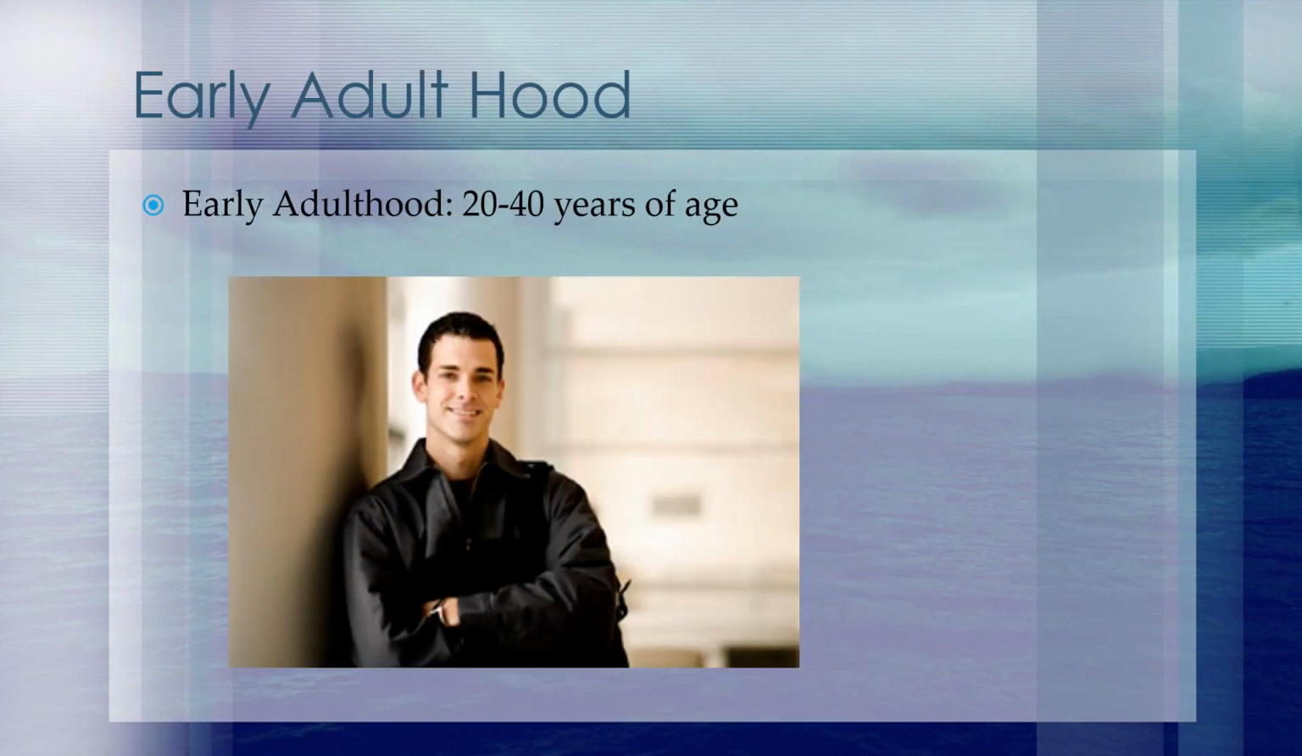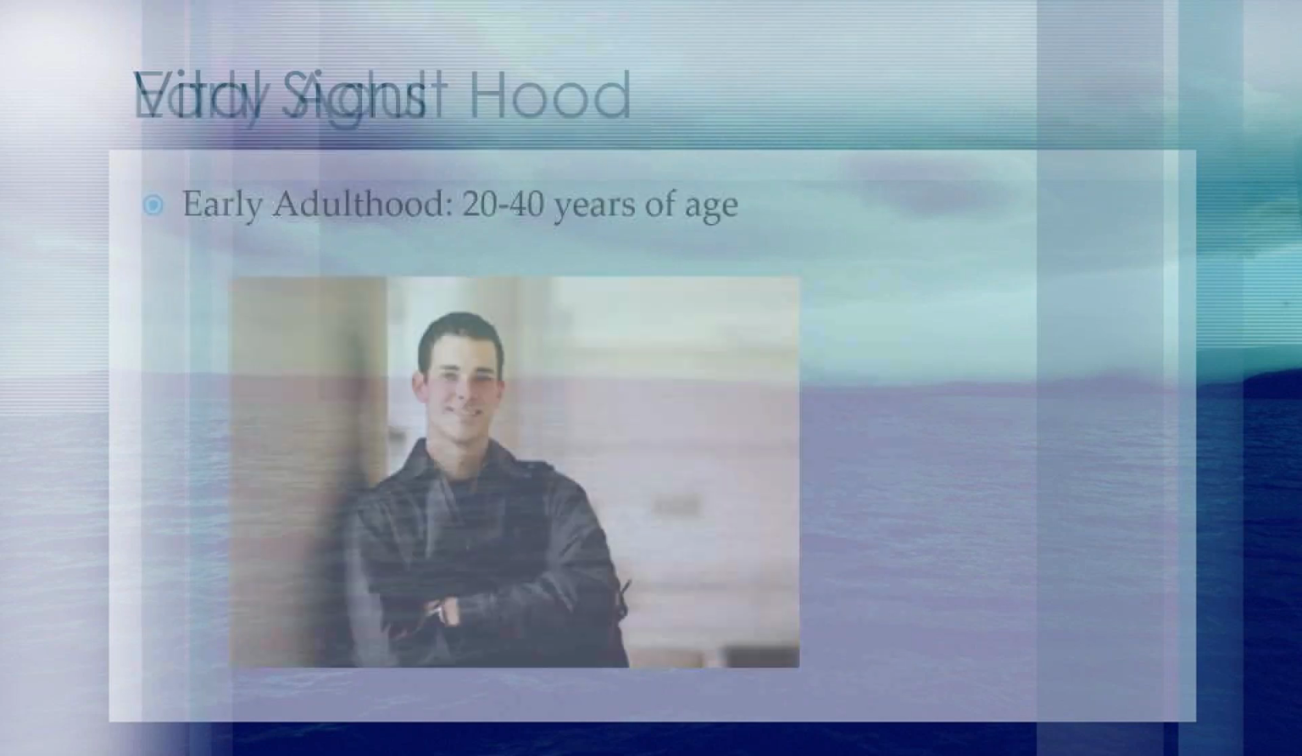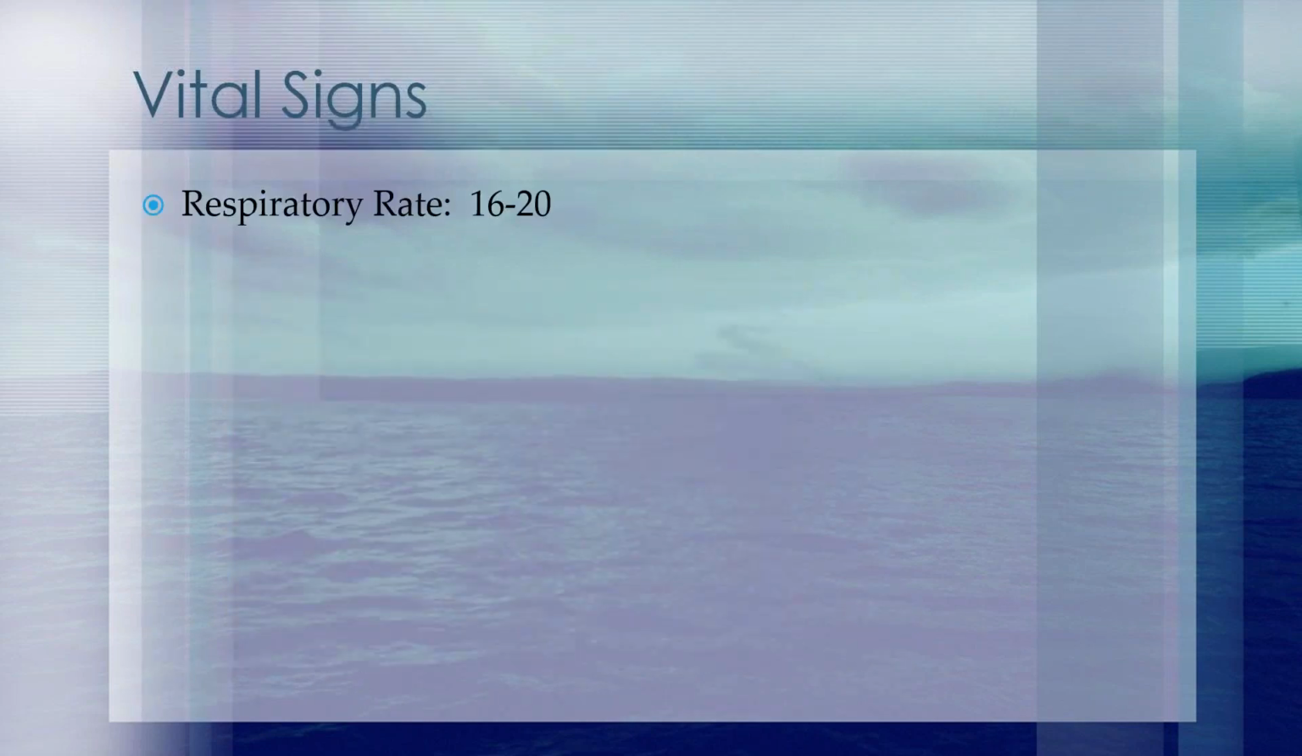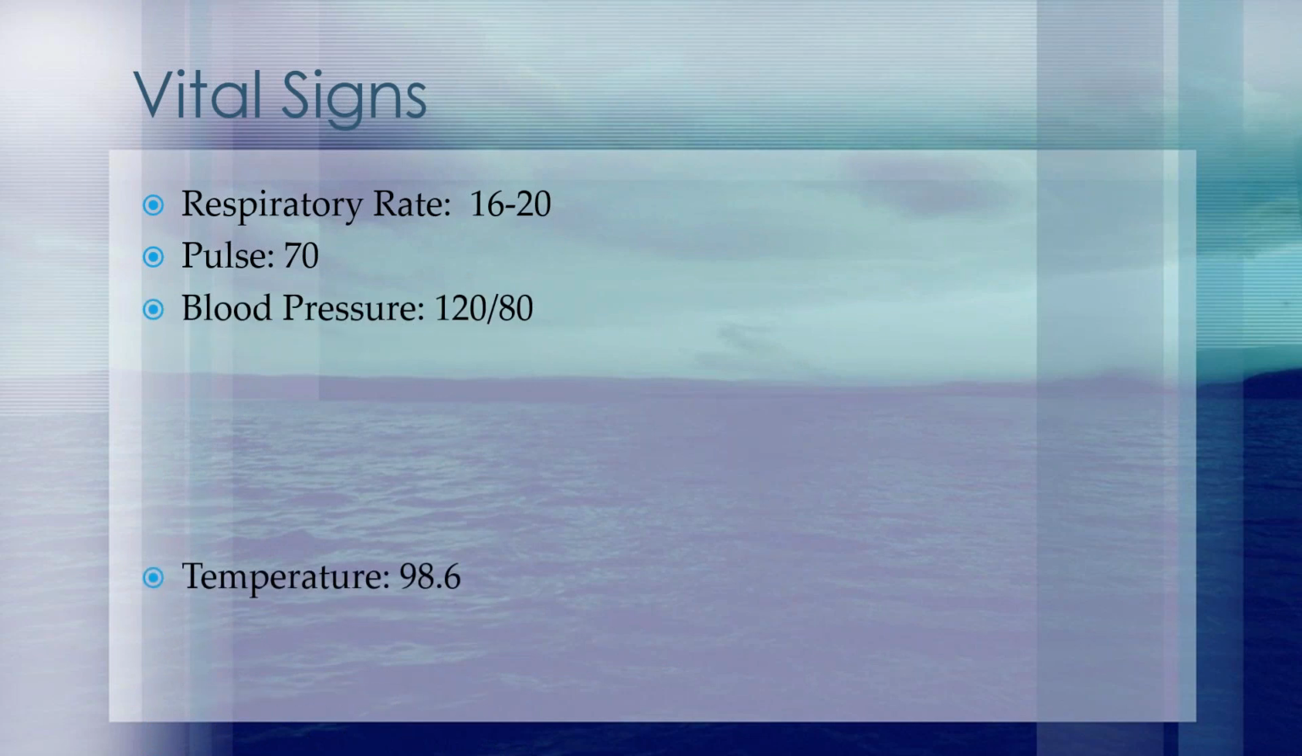Now with early adulthood, we're starting to meet the peak of physical and psychological performance. Early adulthood is between the ages of 20 to 40. Our vital signs are going to be at peak performance. Respiratory rate is between 16 and 20. Heart rate average is right around 70. Blood pressure is 120 over 80. And again, we maintain that body temperature of 98.6 degrees Fahrenheit.